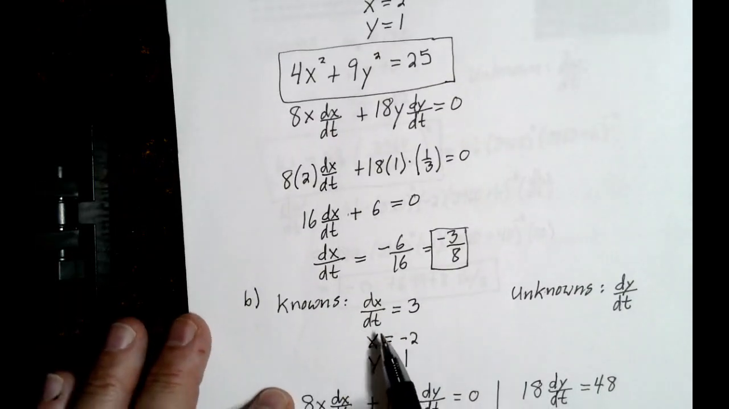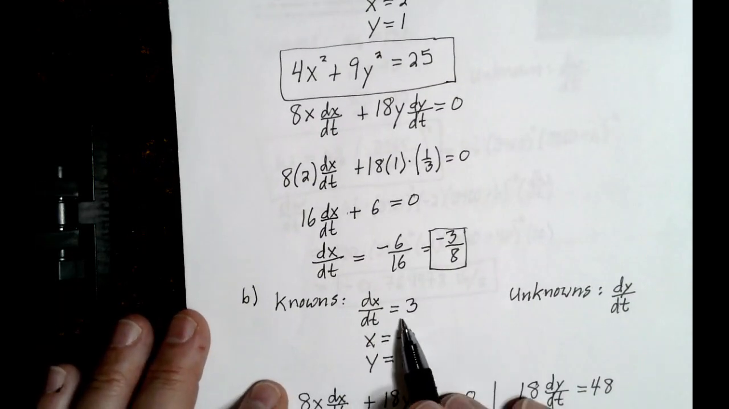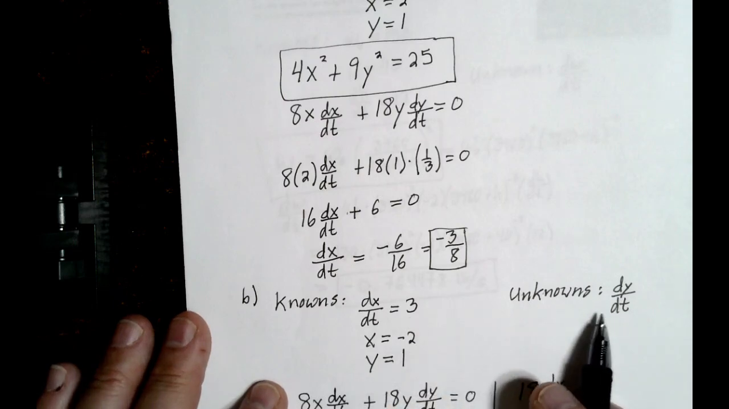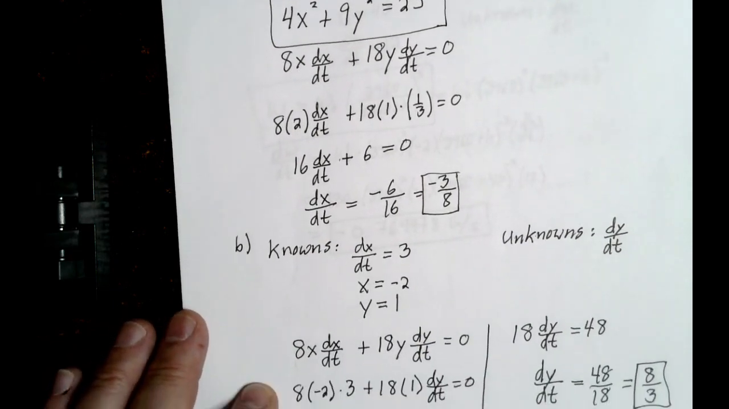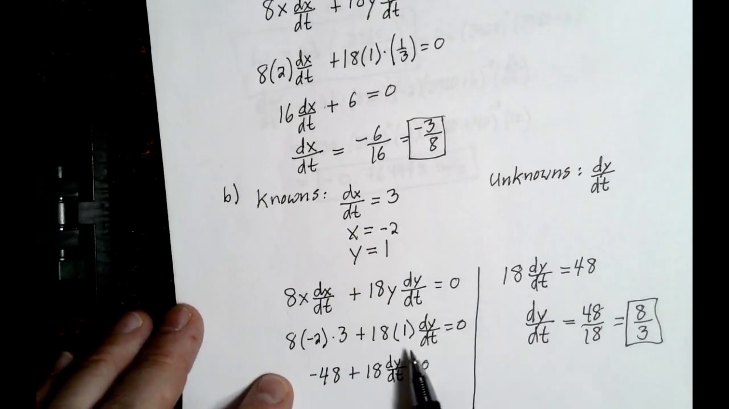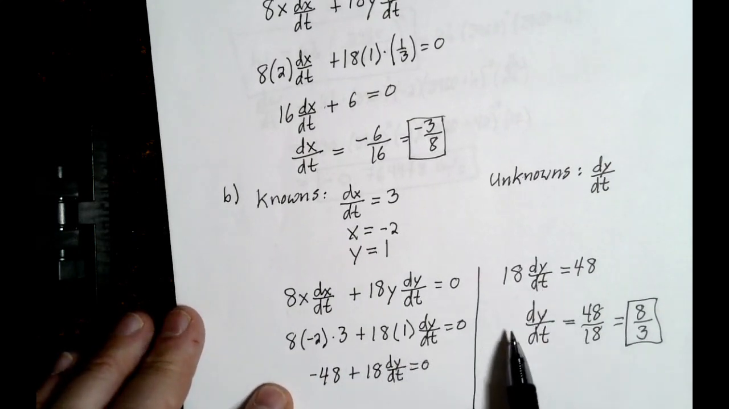Now they change it around a little bit. They say, well, what if x prime is 3 and we're looking for y prime, given x and y are -2 and +1? Well, it's the same formula. You're just plugging in different values and solving for y prime this time.